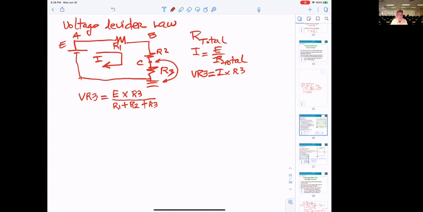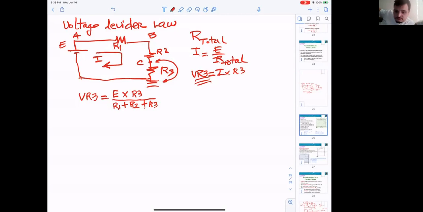Okay. Instead, you have to calculate the current I, right? Calculate the R total. Then you're able to calculate the VR3. Now they're using only one formula. They're able to calculate the VR3. Okay. Why R1? It just be R3 and R2.